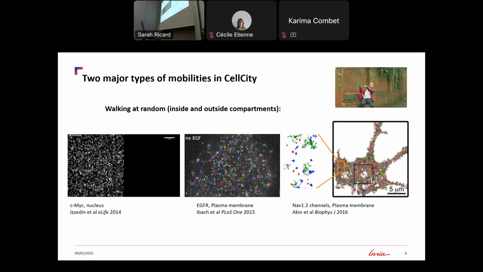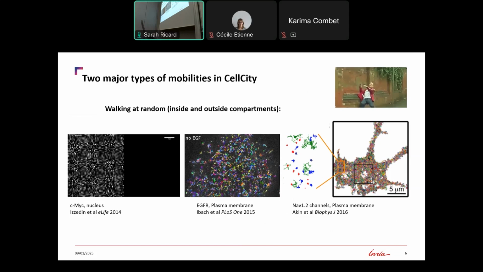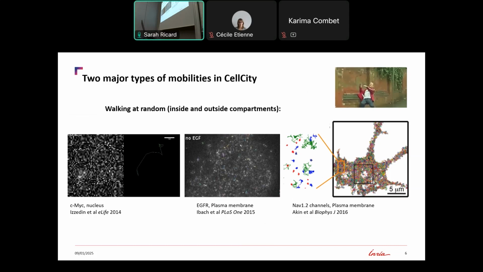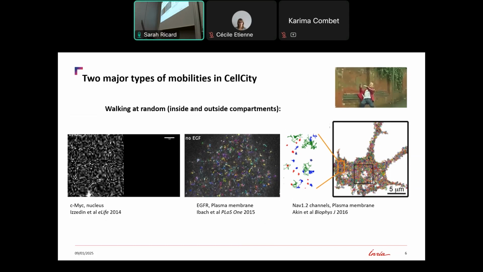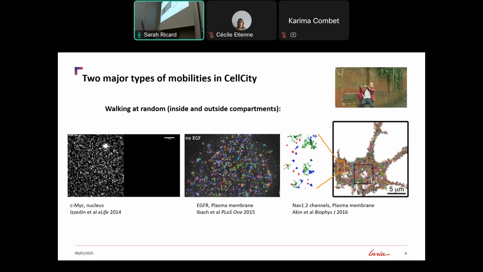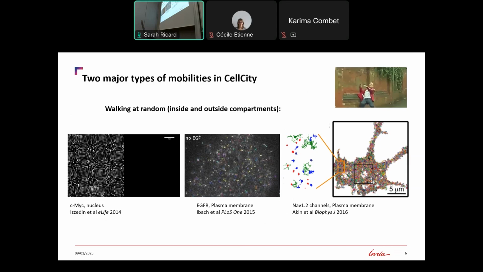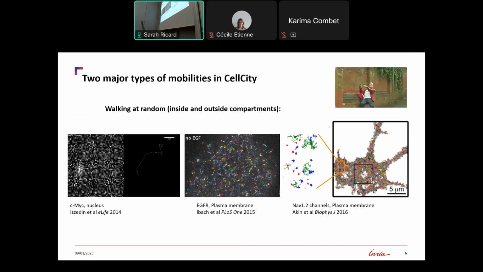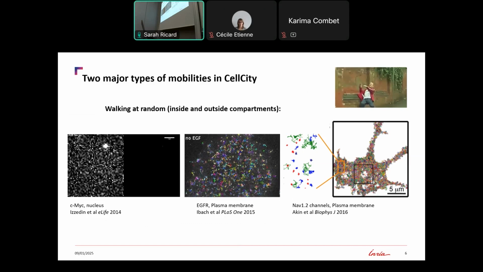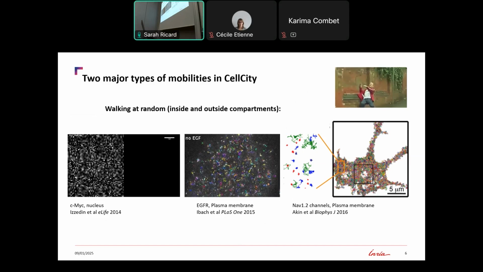For instance, you have an example here: the movement of a sodium channel on the membrane of a neuron. And you see that you have different behaviors. Some of the channels, in green, have random motion with a very long territory, and the blue and the red just rather stay where they were, right? They don't move far away. It's still random, but it's not the same type of behavior.